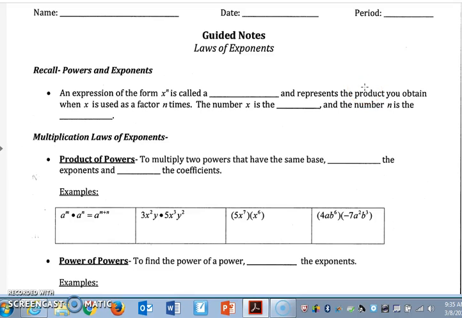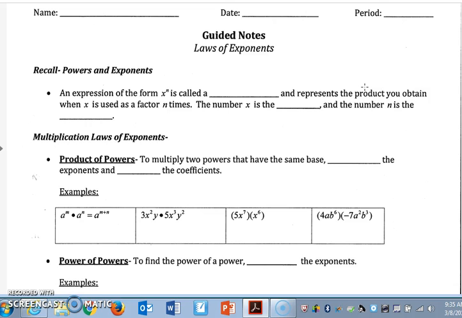Guided notes, laws of exponents. We're going to take notes as I do the video lesson, so make sure you have the paper guided notes in front of you and fill in the blank, copy notes as I do the video lesson. So we're learning a new unit on laws of exponents.